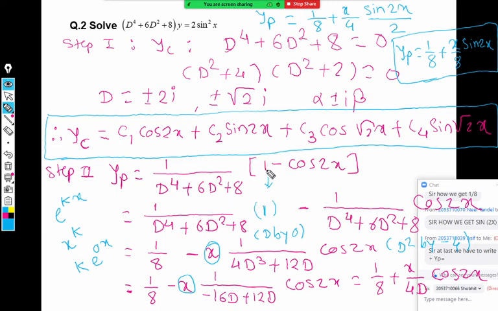And yes sir, there are two terms. One is 1 minus cos 2x. So what we did: 1 upon d square plus 6d square plus 8, we operated on 1, then minus, and this operator we operated on cos 2x. Now to operate it on 1, it is considered as e raised to 0x, and we replace d by 0 there, and we got this term. And for trigonometry, we replace d square by minus a square.